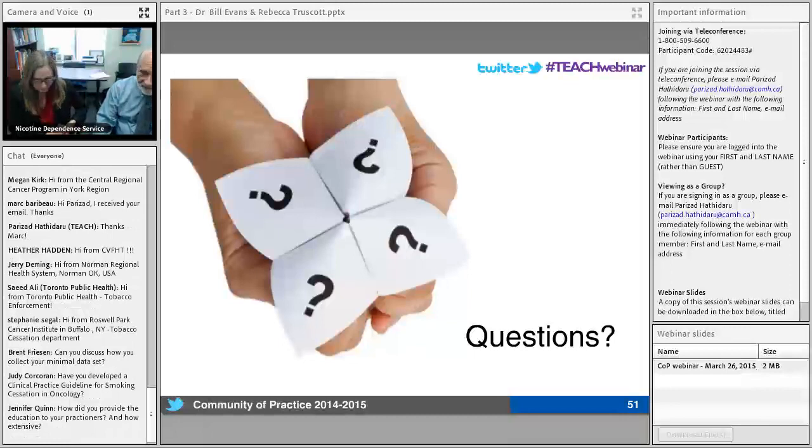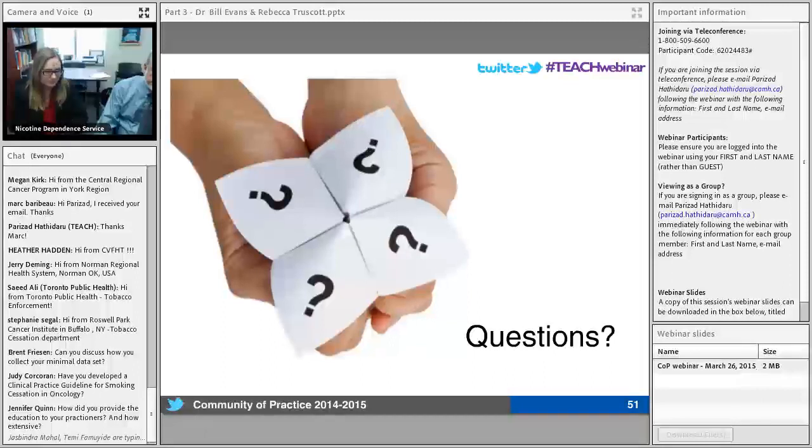Brent may be asking more specifically how it's collected at the front line in the cancer center. Does the oncologist ask the questions about smoking or not? Is the nurse? Is it the receptionist at the desk? And I don't know the exact answer, but I think all of those are options, and different centers are implementing the way they've found will work best for them.